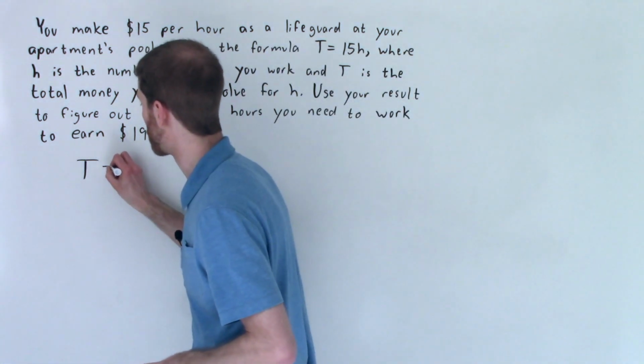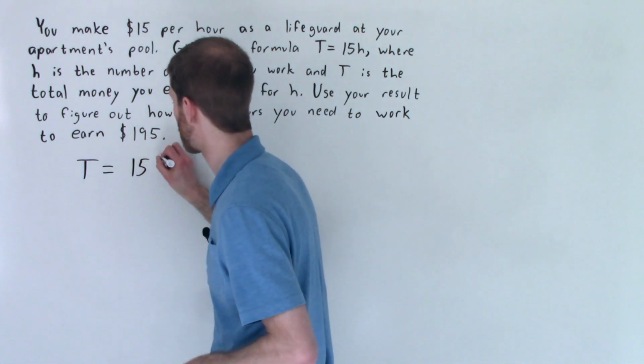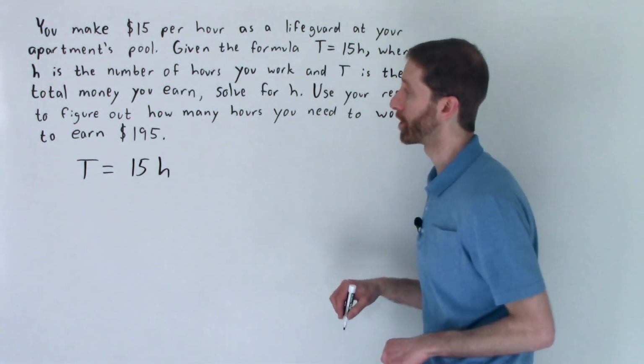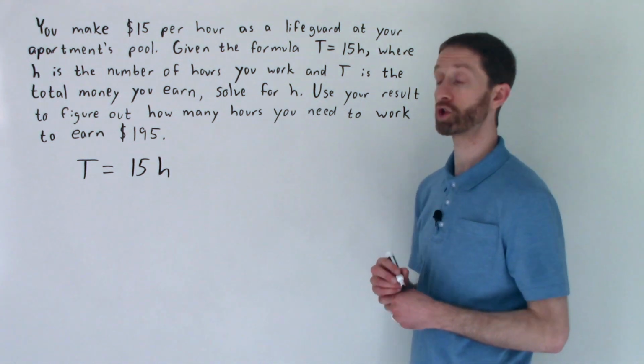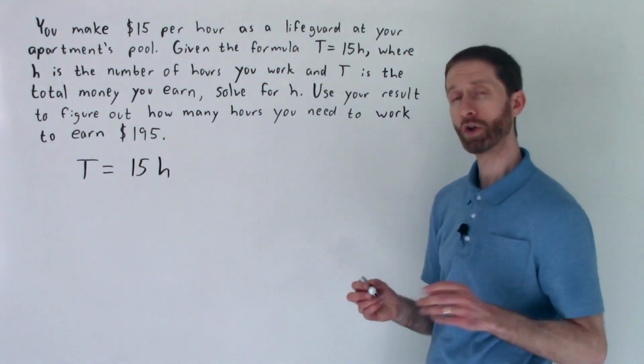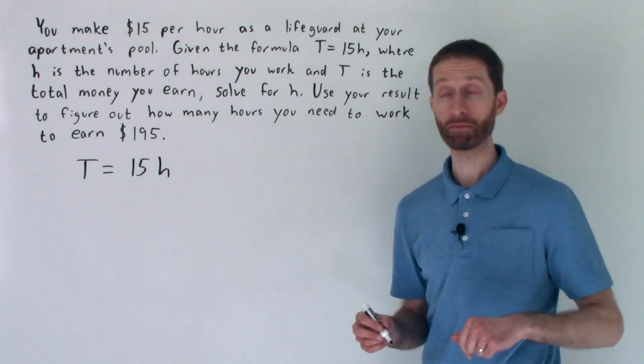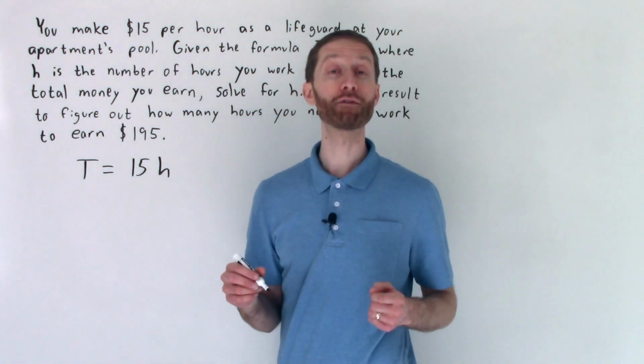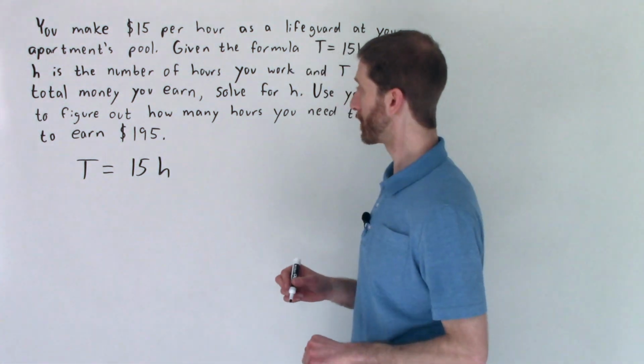So I'm going to write out the equation here to give us some fresh room. T equals 15H. Then it says, use your result to figure out how many hours you need to work to earn $195. We'll get to that second part in a moment. So first things first, we need to solve for H. Well, how do we do that?